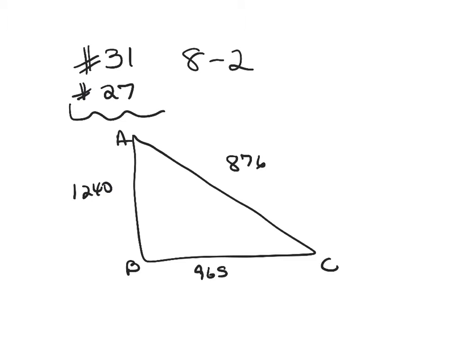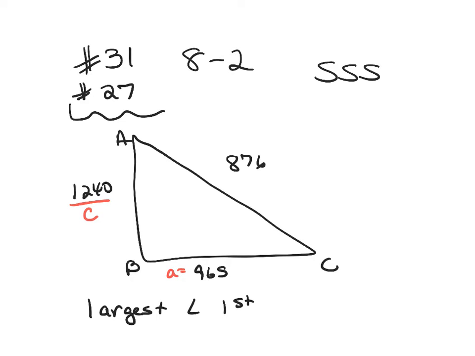All right, so this is the side situation. So what I need to do is, once I have all three sides, I'm going to be looking for the largest angle first. Whenever we're given all three sides, look for the largest angle first. So I'm going to look at my sides. Notice the 1240, this side length, which is little c, is going to be the biggest side. This is little a, and this is little b. So I'm going to be finding angle C first. Whenever it's a side situation, you have to find the largest angle first.